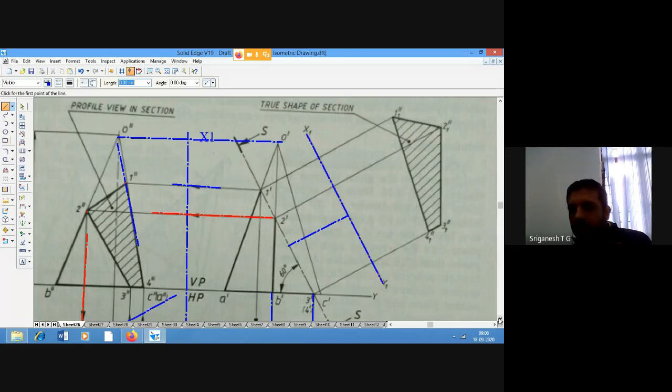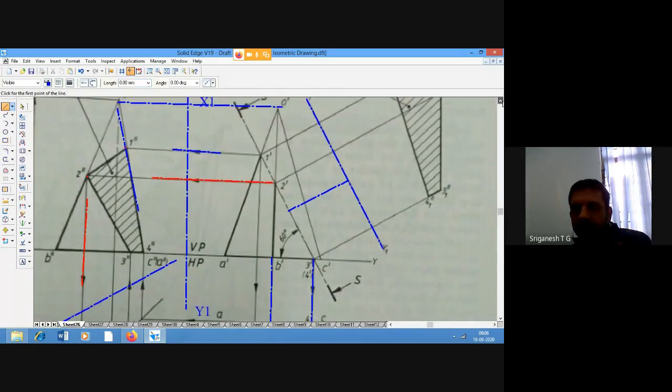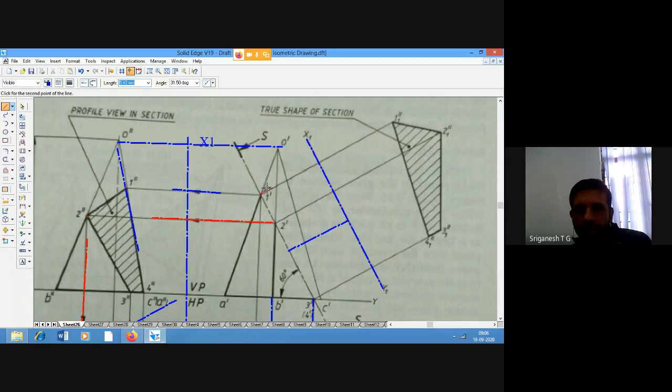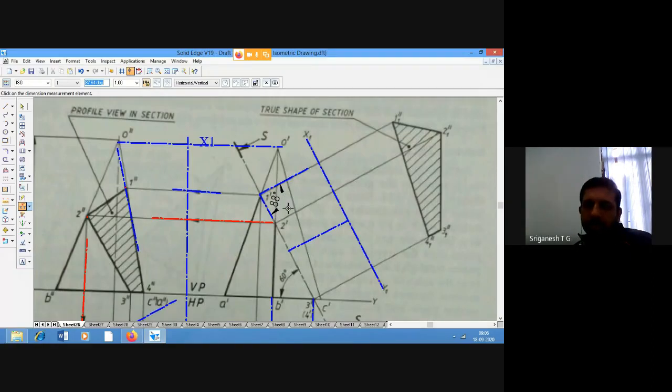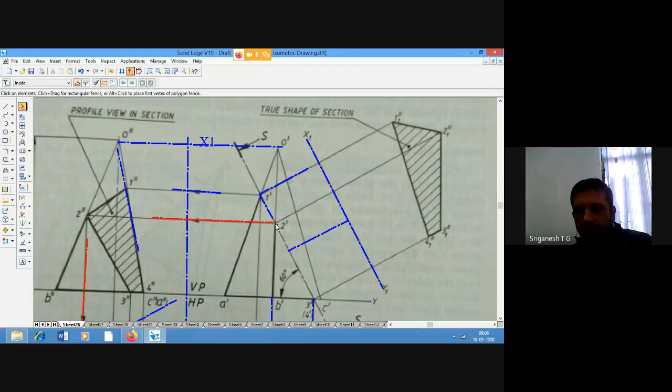Then what we should do, draw projection lines. Draw projection lines from where? From 1 dash. In which direction should we draw? This angle should be 90 degrees. Between the cutting plane and the projection line, it should be 90 degrees to draw the true shape of the section. Make it 90 degrees. So draw it again at 90 degrees from the cutting plane, from point number 2 dash, and then another projection line from 3 dash and 4 dash. Extend it beyond the x1 y1 line.